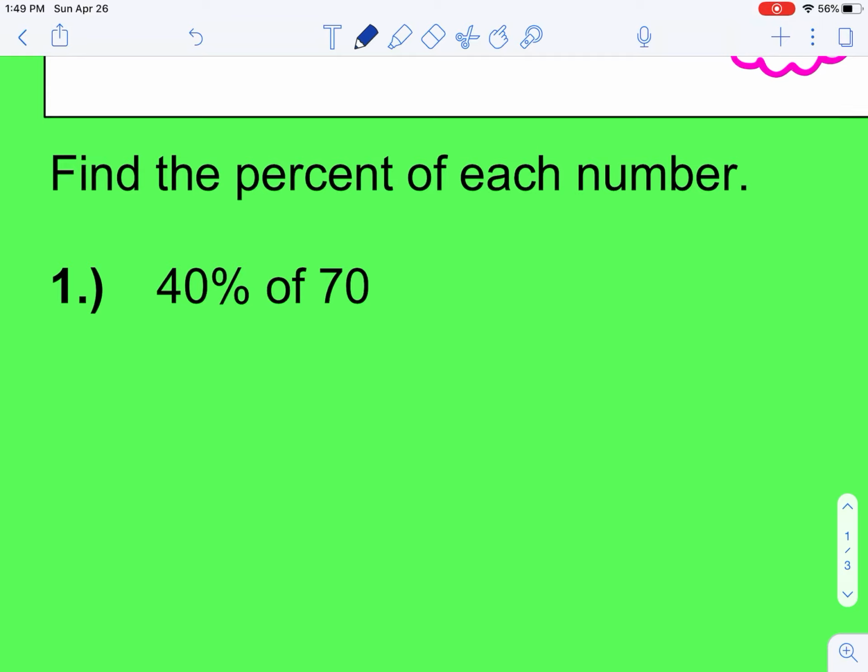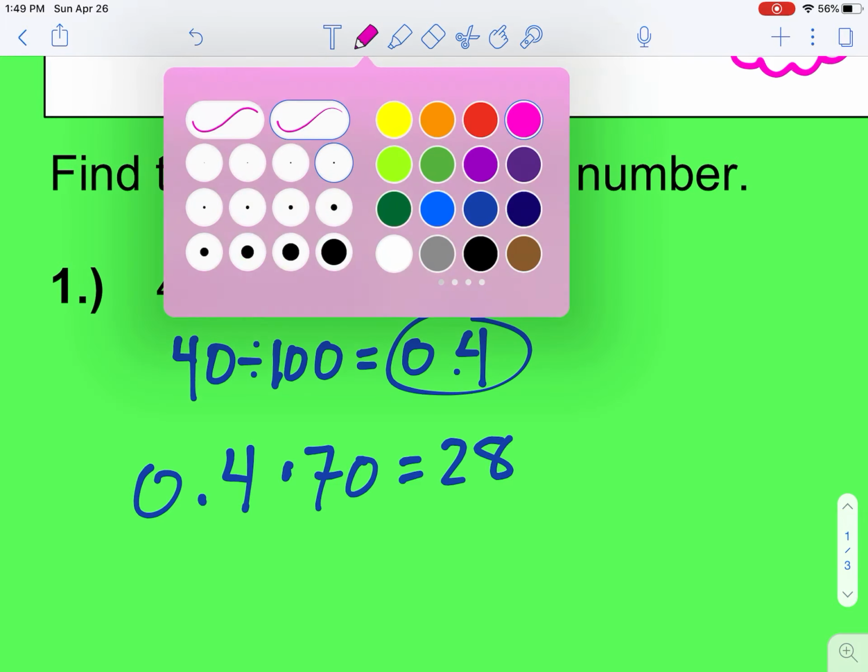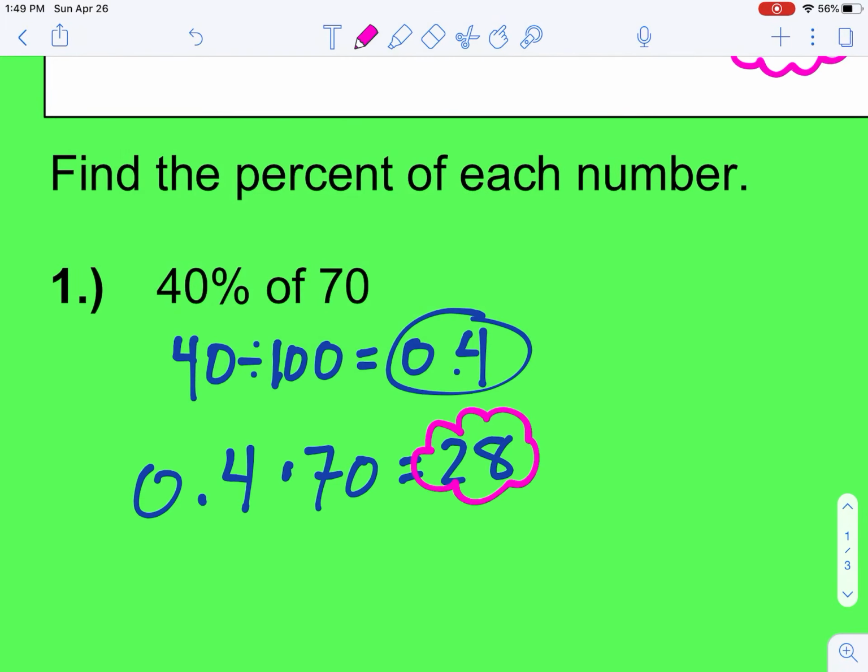40% of 70. So the first thing I'm going to do is take my 40% and divide it by 100 so I can turn it into a decimal. I'm going to then use this number inside of my equation, multiply by 70, to get my answer. You're going to want to have a calculator ready for this problem. So 0.4 times 70 is 28. So 40% of 70 is 28.